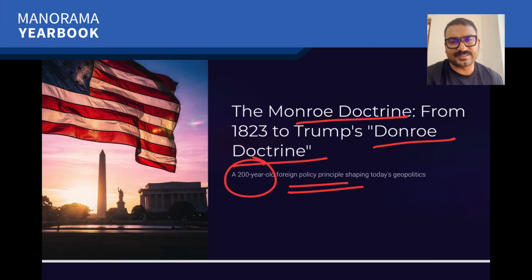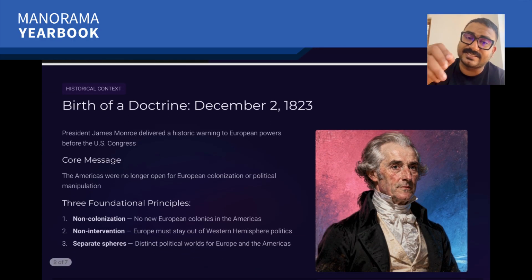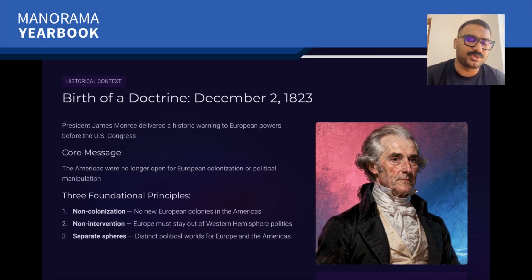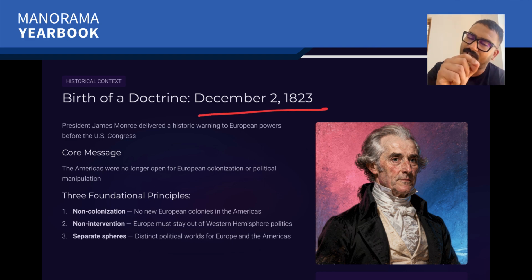So the question is simple but very important for our exam. What is the Monroe Doctrine and why does it still matter today? To understand this key concept, we need to go back to the year 1823. On December 2, 1823, the fifth President of the United States, James Monroe, made a historic declaration before the US Congress. This declaration later came to be known as the Monroe Doctrine.